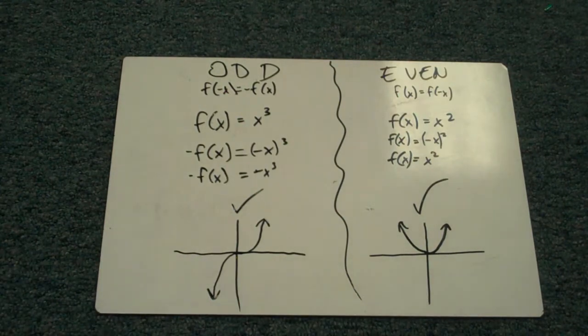Alright, so let's move on to equations. To figure out if a function is even, f of x must be equal to f of negative x. When negative x is put in place of x, negative x squared ends up equal to x squared.